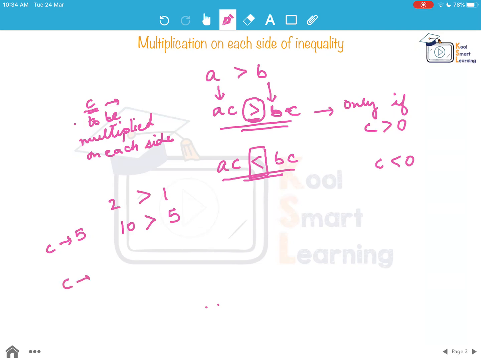But if C is minus 2, now AC will become minus 4 and BC will become minus 2. Now minus 4 is less than minus 2. So the inequality reverses. So this is very important, that the inequality holds only if the number being multiplied is positive. If it is negative, it reverses. Holds only if C is greater than 0.